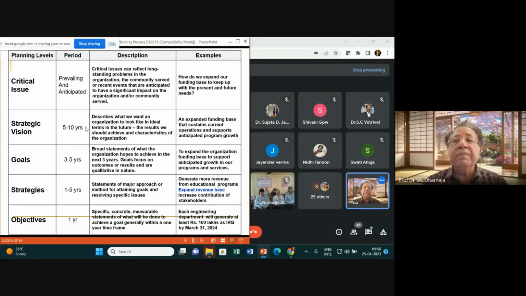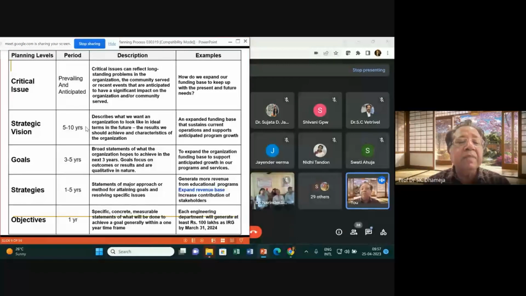Like for example, how do we expand our funding base to keep up with the present and future needs? Like some institutions, if you go to the UP, some of the polytechnics, or maybe the majority of the polytechnics, are facing a funding issue. So that is a major problem. It's very easy to set up a polytechnic or any institution, but to keep it going, you need to have the funds. So funding is a major issue. So that could be one of the possible problems basically. The solutions can be many, but let us not talk about solutions as of now.